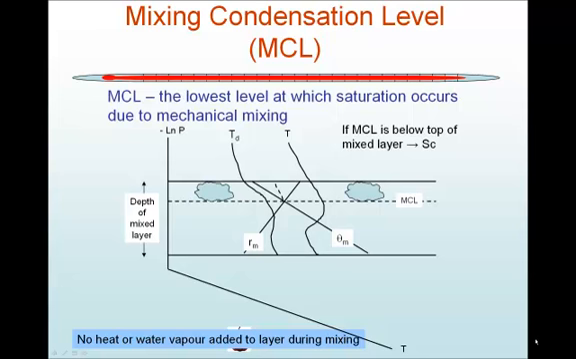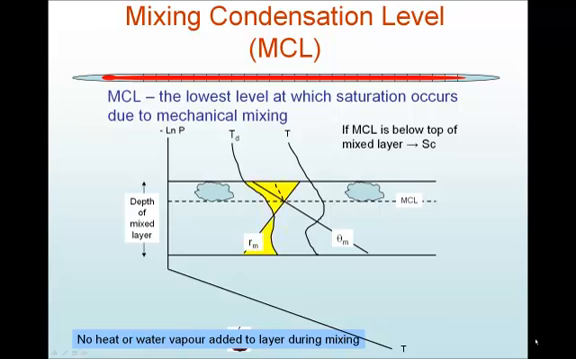Here we have a schematic Sc log P aerological diagram where there's mixing through a depth indicated by the solid line, which is the top of the mixed layer. If we don't add heat or water vapor during the mixing process, then parcels of air at each level will conserve their value of potential temperature and mixing ratio, and the net result will be to produce a temperature and dew point profile which match a mixed dry adiabat and a mixed mixing ratio isopleth. If these two lines cross below the height of the mixed layer, then we'll have a mixing condensation level, and above that the profile will be a saturated adiabat.